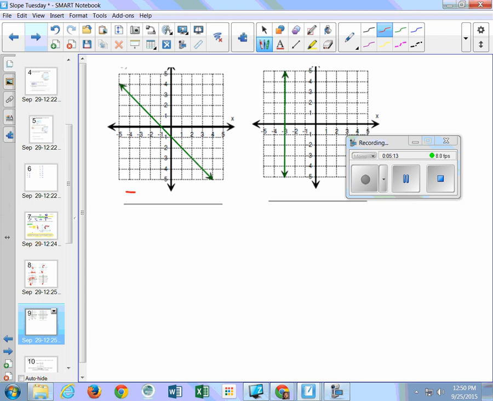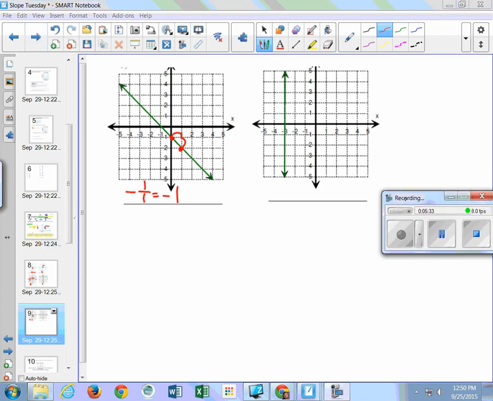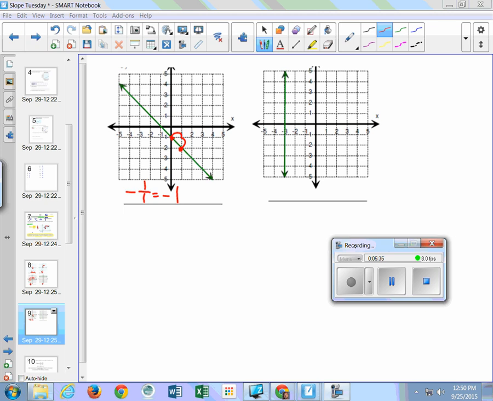On the next one, I notice that I have a negative slope, so I know my answer is going to be negative. I'm going to find 2 good points. It looks like right there's a good point, and here's a good point. So I rise up 1, run 1. That's 1 over 1, which equals negative 1. Okay, on the next one, I have a vertical line.